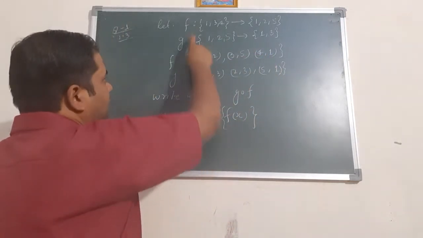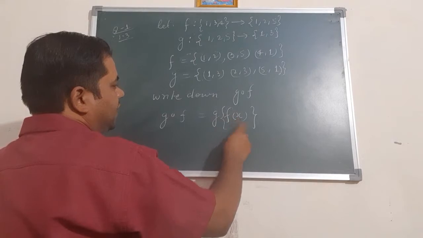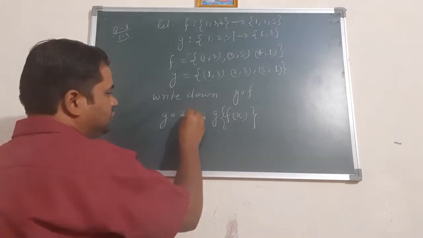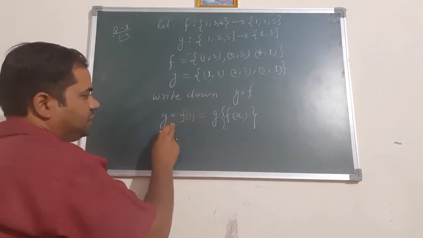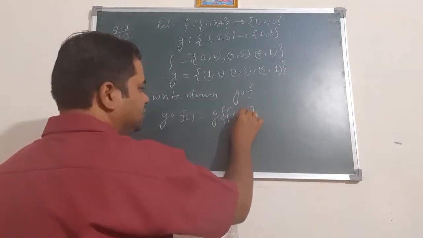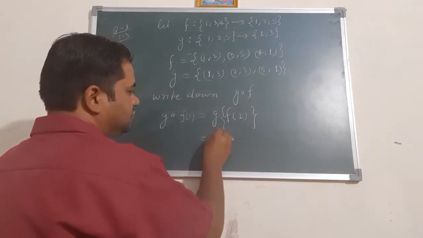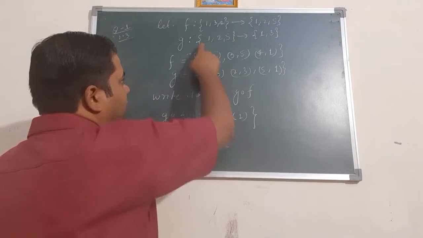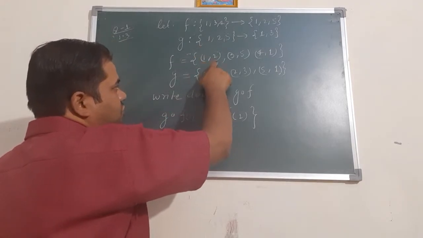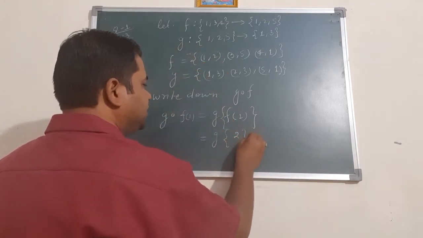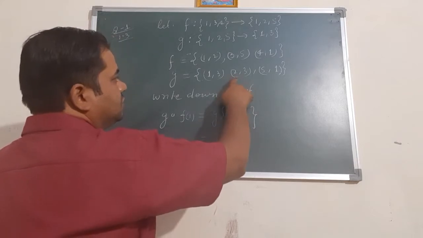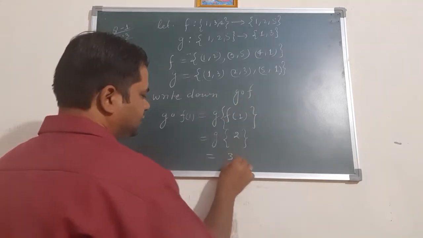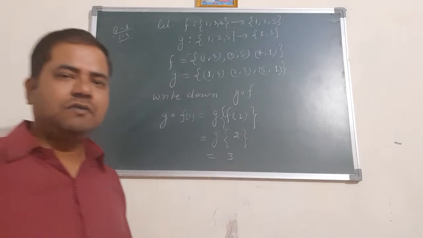Again, for f(x) meaning f(1), (g composition f)... f composition g of 1 is g of f(1). So g of f(1): the image of 1 is 2, and g(2) is 3. So this is f composition g of 1.